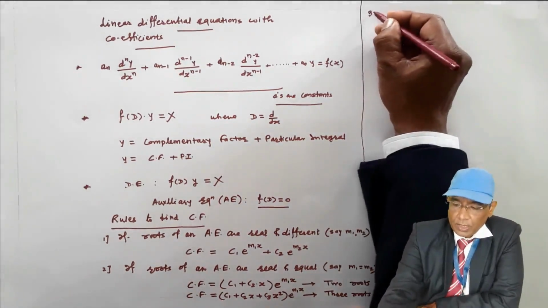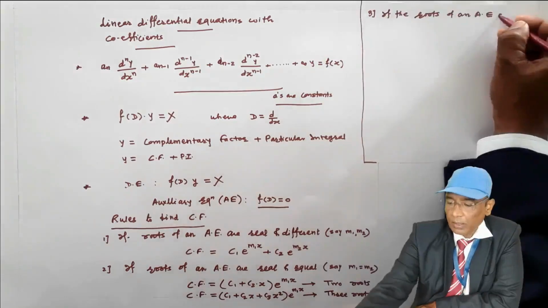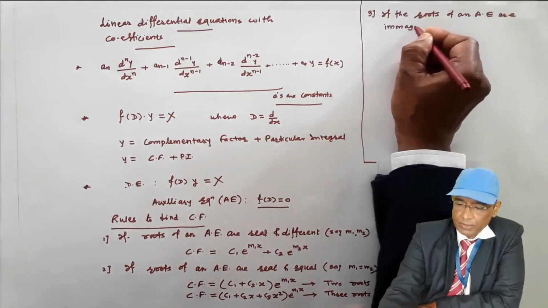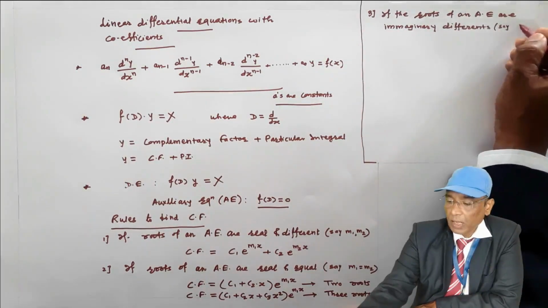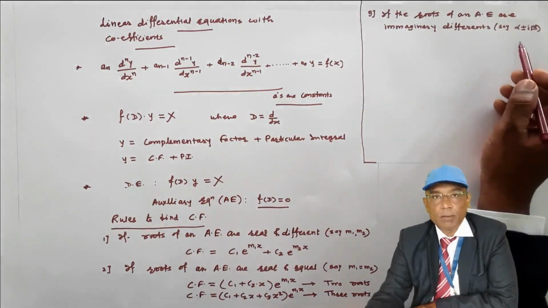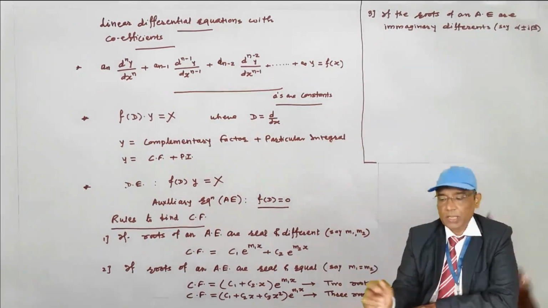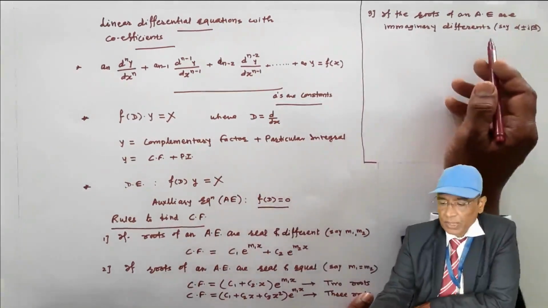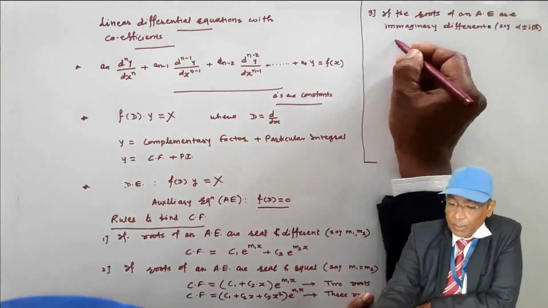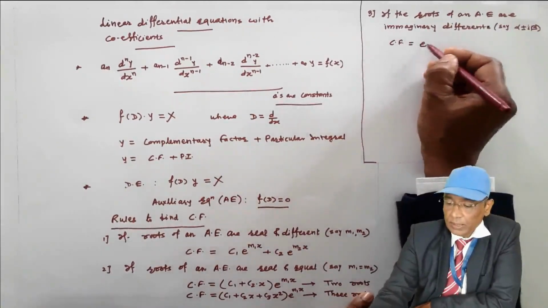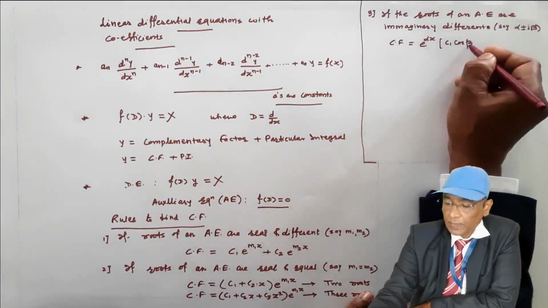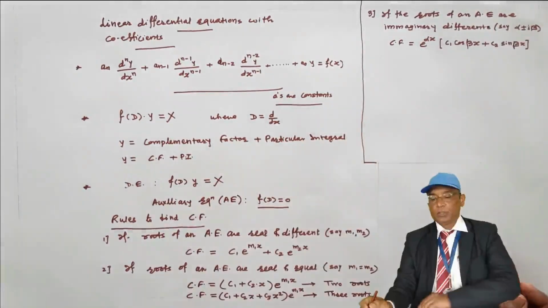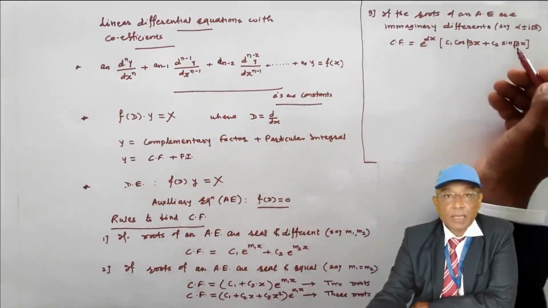Third case, if the roots of an auxiliary equation are imaginary and different, and in this case I am writing for 2 roots. These roots are of the type alpha plus minus i beta. The first root is alpha plus i beta and the second one is alpha minus i beta. If the roots of an auxiliary equation are imaginary and different, then the complementary factor is e raised to the power alpha x (c1 cos of beta x plus c2 sin of beta x). This is the complementary factor for imaginary and different roots.